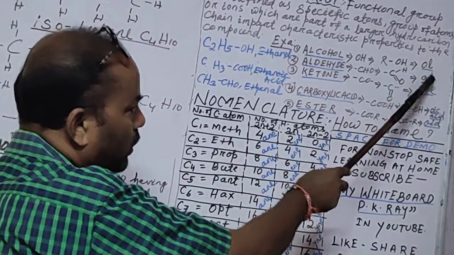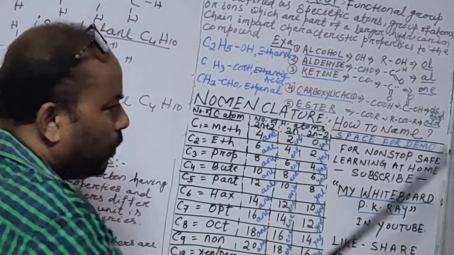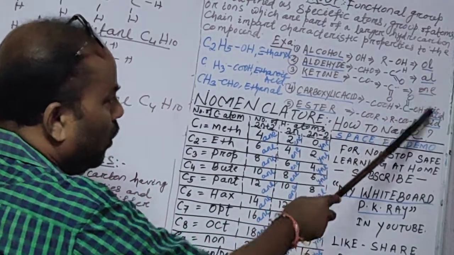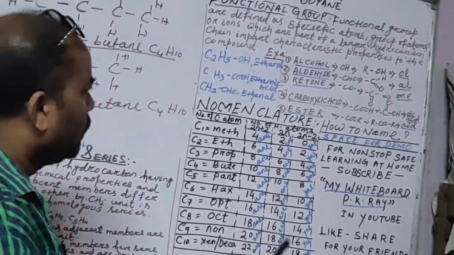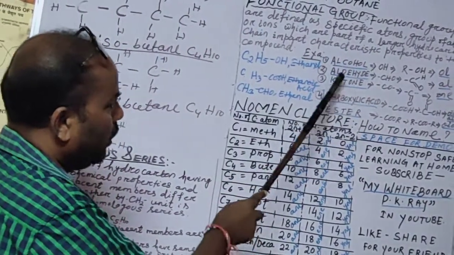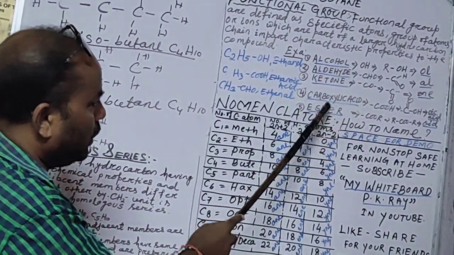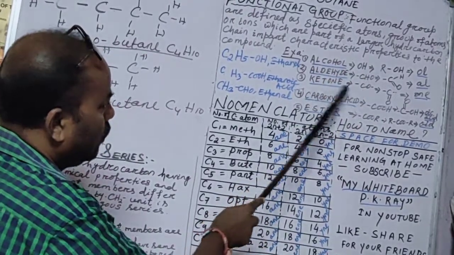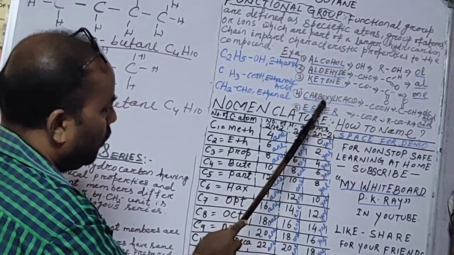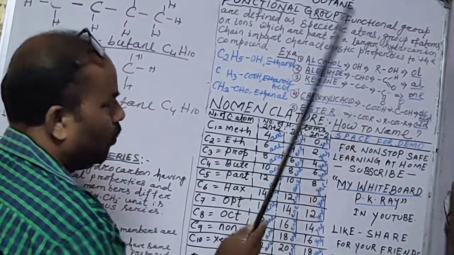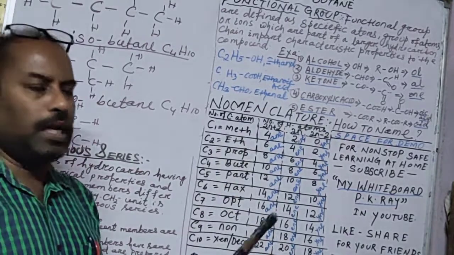So these are the last, meaning the suffix of the name. These suffixes are used after the word. These are known as the various functional groups: alcohol, aldehyde, ketone, carboxylic acid, ester. Alcohol is OH, aldehyde is CHO, ketone is CO, carboxylic acid is COOH, and ester is COO. So these are known as the functional groups.